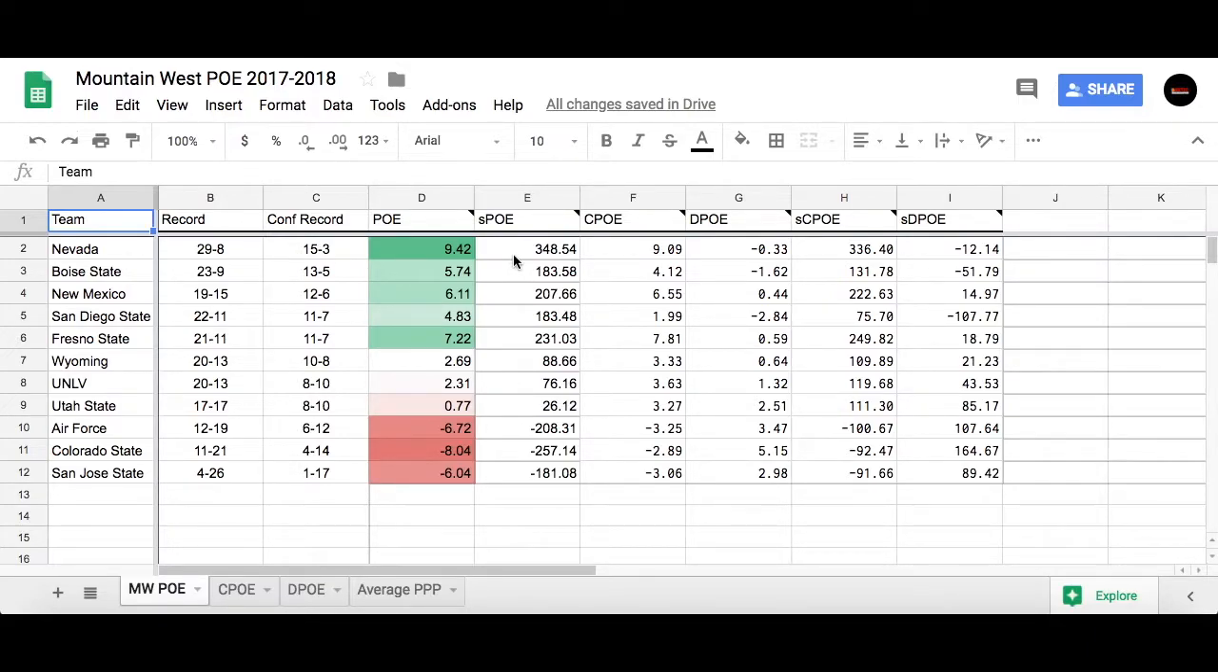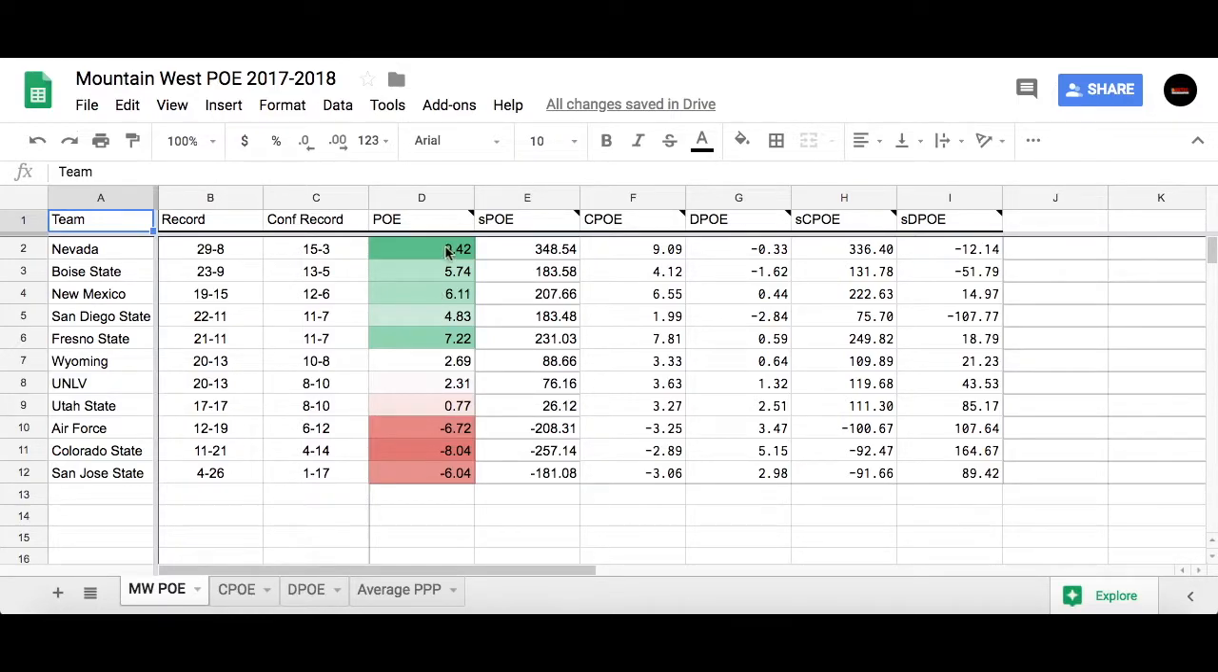But it is also more subject to variations in the amount of games a team plays. So, for example, San Jose State down here only played 30 games last year, whereas Nevada played 37. So even if they had the same exact POE, the SPOE would be different just based on the difference in the amount of games. So for that reason, POE is a little bit better to look at. But for me, I kind of like the SPOE more just because it's easier to determine what you're looking at, but overall POE is better.